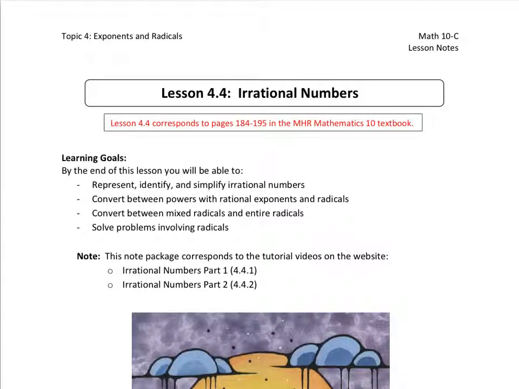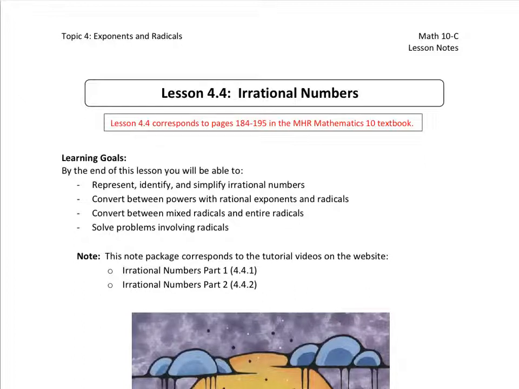Welcome to the tutorial video on Lesson 4.4, Irrational Numbers. In Lesson 4.4, you are going to be representing, identifying, and simplifying rational numbers, converting between powers with rational exponents and radicals, converting between mixed radicals and entire radicals, and solving problems involving radicals.